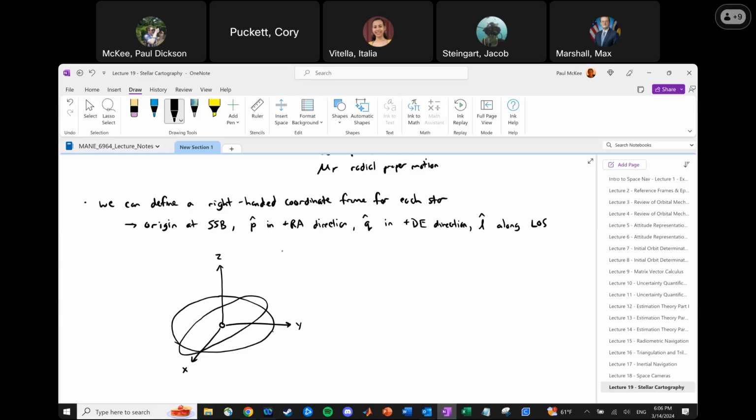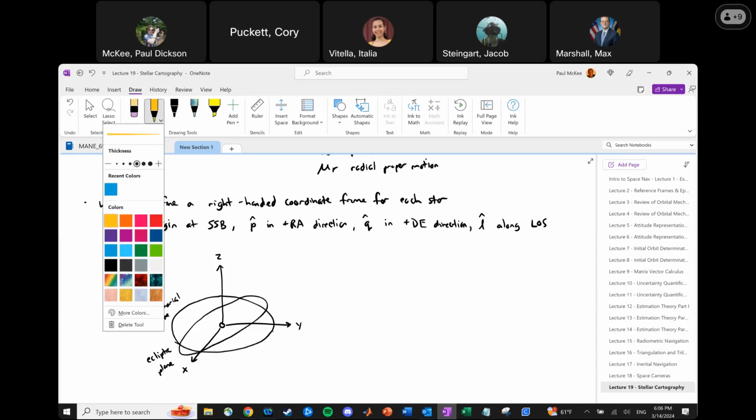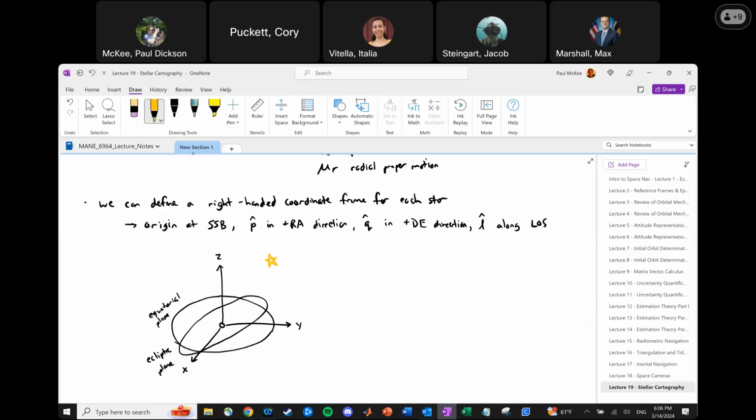So this is the equatorial plane. And this lower one is the ecliptic plane. And the intersection of the equatorial plane and the ecliptic plane is the ICRF X direction, right? Now let's say that there's some star up here, and it's time to start using fun colors. So here's the star, right? And the direction to the star looks like this. Okay, so far so good.